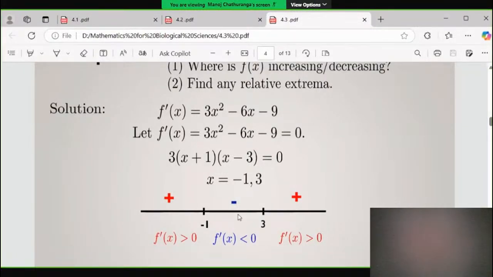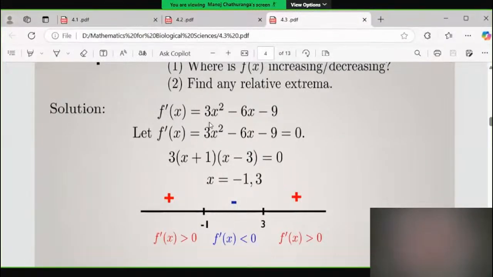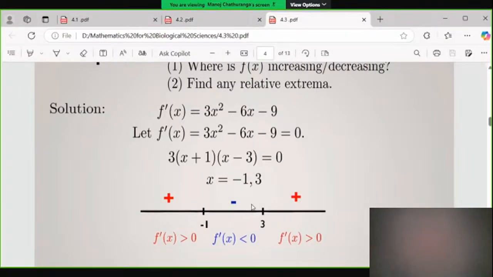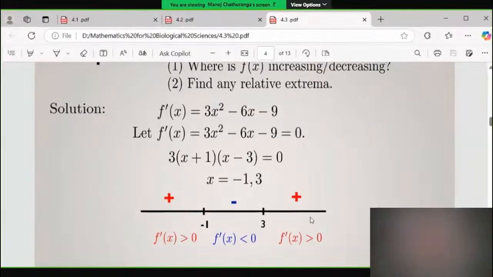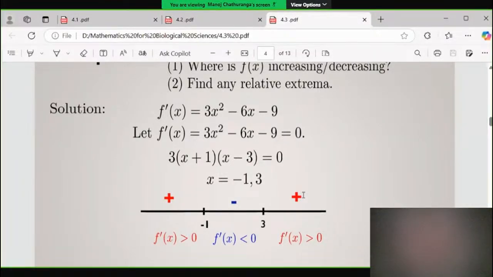Now let's see what happens in between minus 1 and 3. You can pick something simple like 0. When you substitute 0 into the equation, you get minus, so it must be negative. Then after 3, again you can pick something like 100 or 1000 and see that the leading term dominates and gives you a positive number. So this is how the derivative changes. And in fact, see how we can find the nature of these critical points.